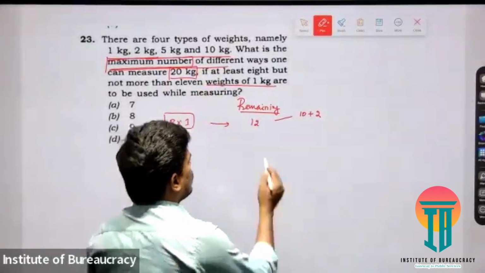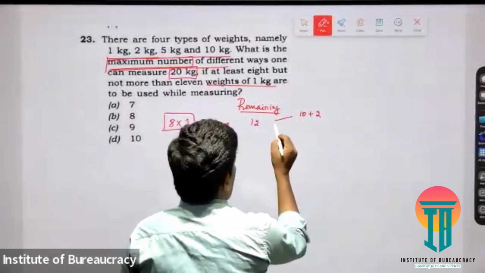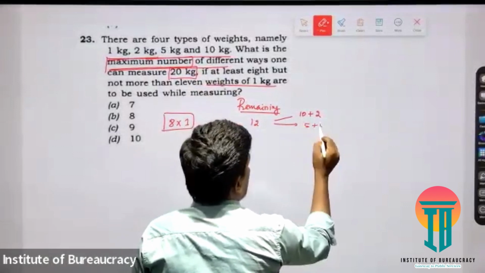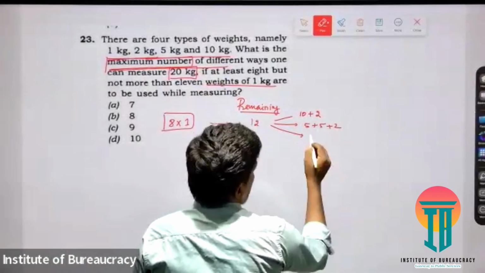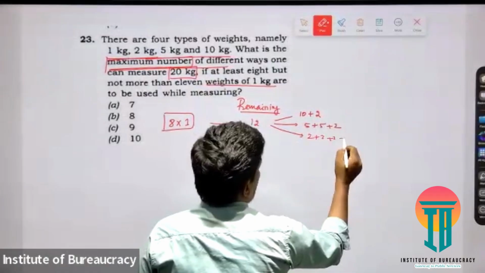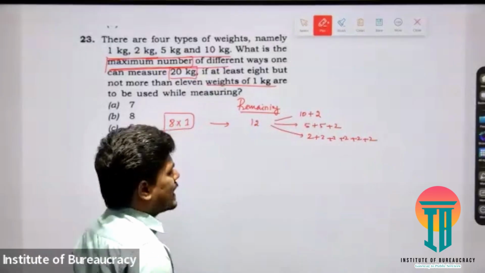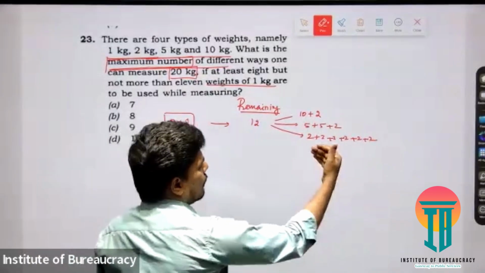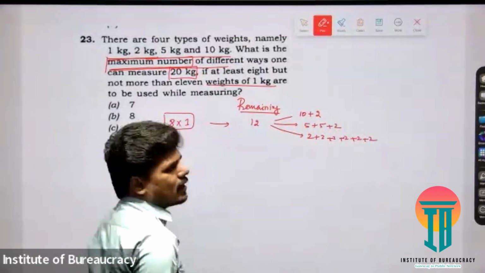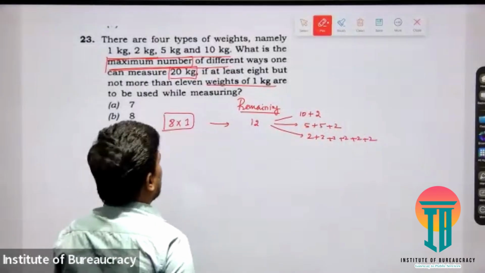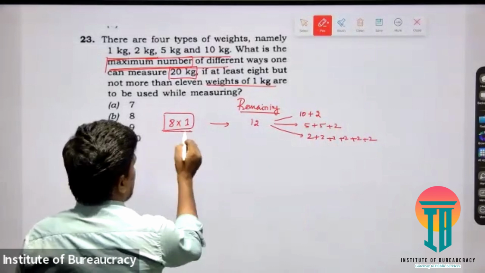So this 12 kg I can measure as 10 plus 2, or I can use 5 plus 5 plus 2, 12, or the combination 2 plus 2 plus 2 plus 2 plus 2 plus 2, 6 times. So these are 3 different ways. Is there any other combination? No. 5 three times I cannot use, and 2 times 2 with 5 one time, that I cannot use. So this is the combination. So 3 possibilities are there if I use 1 kg 8 times.